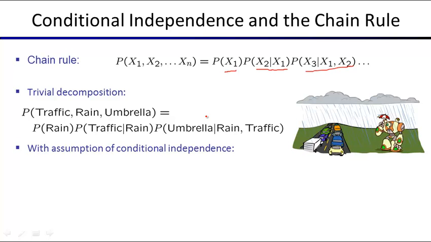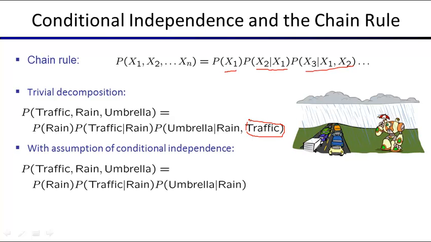Now what we can do is start looking at our conditional independence assumptions. We said rain makes umbrella and traffic conditionally independent. What that means is that the conditioning on traffic here can just be left out, given we already conditioned on rain. What we end up with is an equation that looks like this.